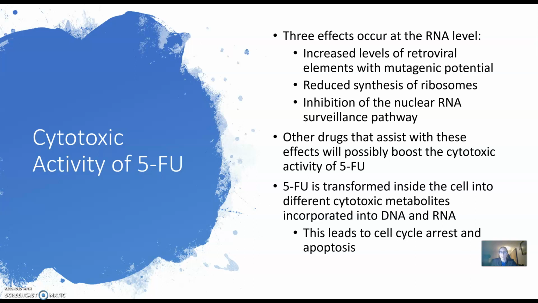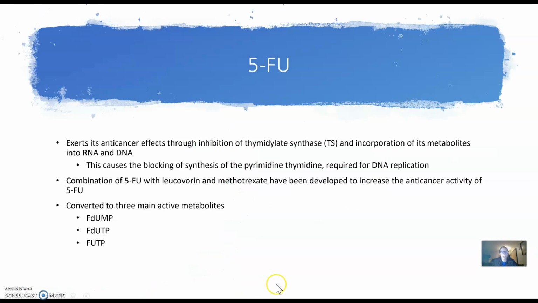5-FU is transformed inside the cell into different cytotoxic metabolites incorporated into DNA and RNA. This leads to cell cycle arrest and apoptosis. 5-FU exerts its anti-cancer effects through inhibition of thymidylate synthase, or TS, and incorporation of its metabolites into RNA and DNA. This causes the blocking of synthesis of the pyrimidine thymidine required for DNA replication.